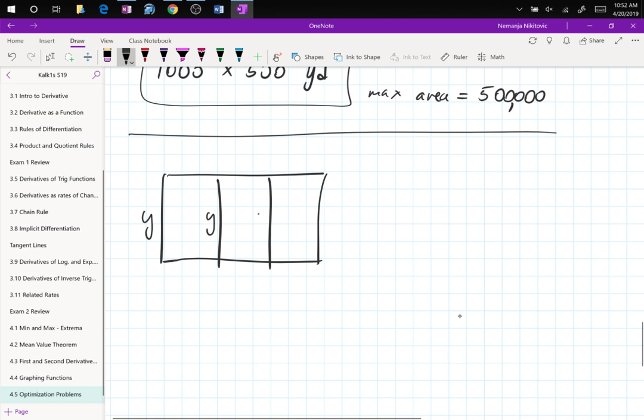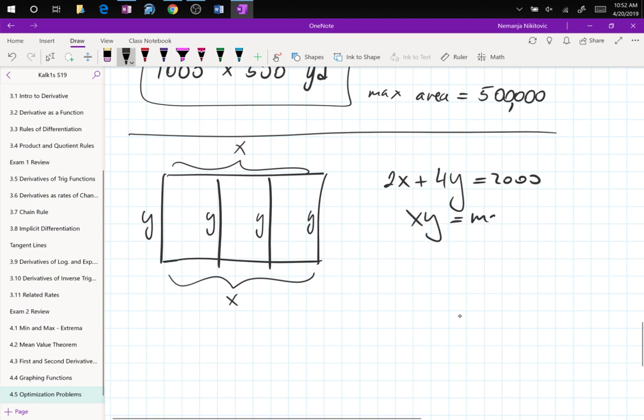So now we want to make sure we separate tigers from rabbits. So we need these different bins. We have all these y's over here, and the x's on top and the bottom. And this changes our story more. So now you have 2x plus 2y plus 4y equals 2,000, and you still have xy equal max, because you still have length times the width, and the calculation is always the same.